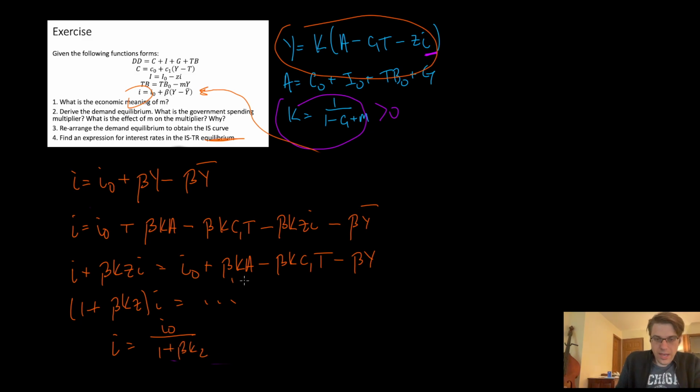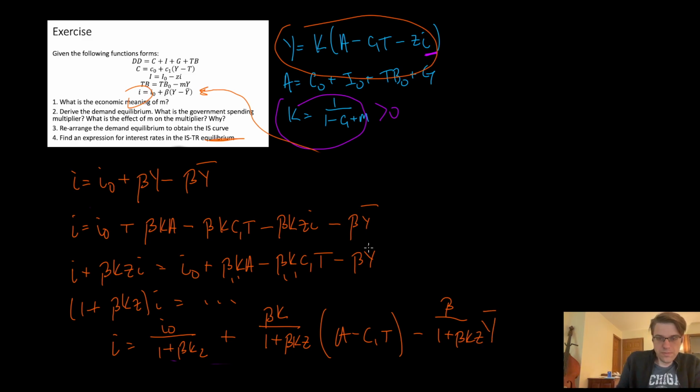Now we have a beta k here, a beta k here, a beta k here, a beta k here, so we can factor that out to make it a little more beautiful, right? So we'll have beta k over 1 plus beta kz. Then we have a minus c1t. And then we have minus beta over 1 plus beta kz y bar. And that is our expression.